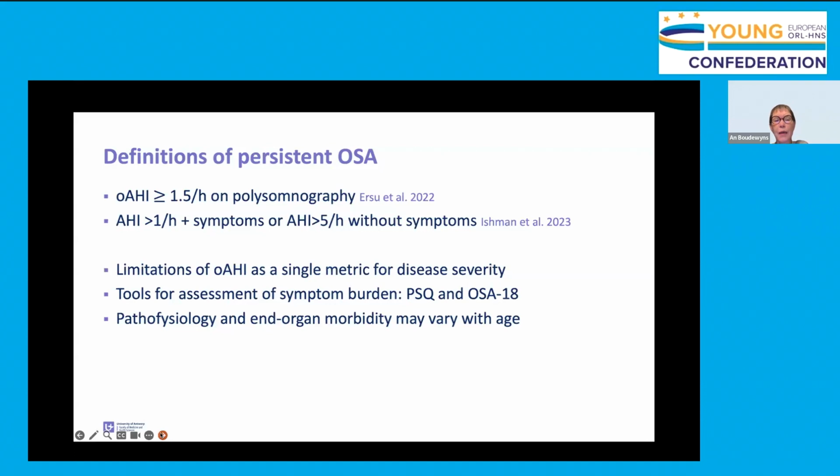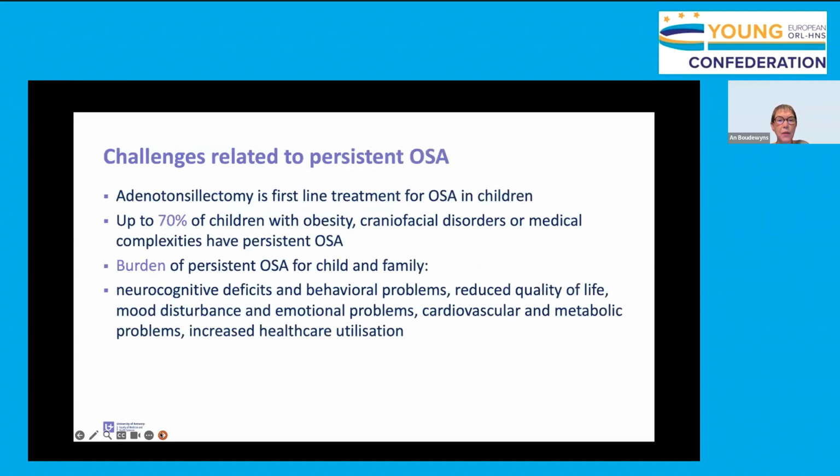Nevertheless, we all know that there are some limitations to use the obstructive apnea-hypopnea index as a single metric to define the severity of obstructive sleep apnea. And several studies have pointed out that we also need to consider the clinical symptoms and the symptom burden. And to do this, we can use questionnaires such as the Pediatric Sleep Questionnaire, the part on sleep disordered breathing, or the OSA 18 questionnaire, which is a questionnaire to assess the quality of life. Furthermore, we have to take into account that the pathophysiology and also the end organ morbidity of sleep-disordered breathing may vary with age, and these are factors that we also need to take into account when we make our treatment decisions.